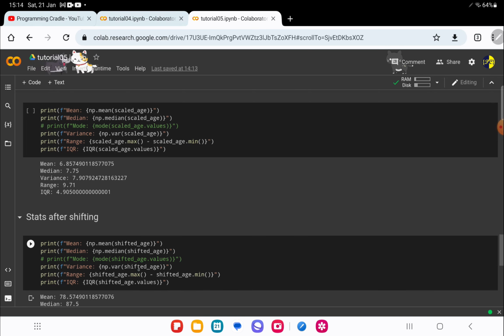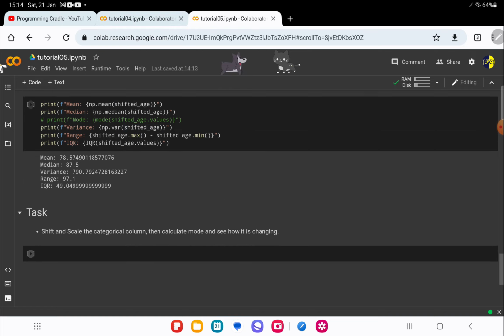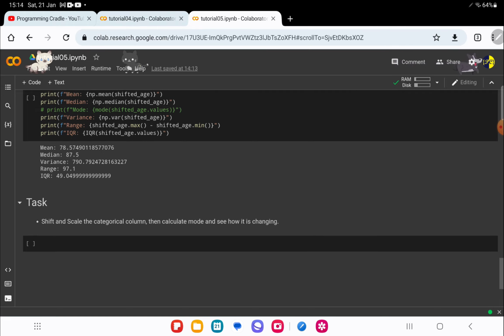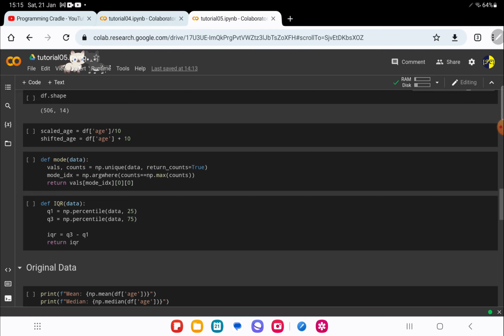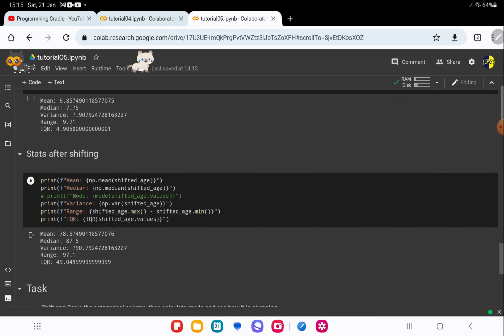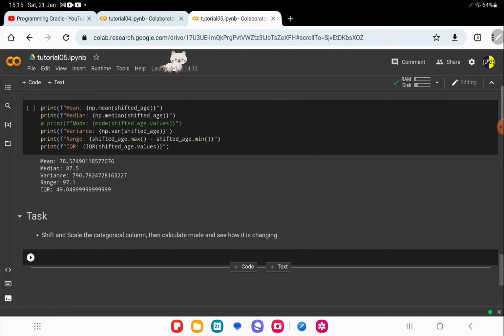I haven't calculated mode here because we usually calculate mode on categorical data. I have also told you this in previous videos. So the task here is you have to shift and scale a categorical variable and calculate mode for it. I have already given a function here, so you can just call this function and it will calculate mode for you. So that would be your task, and it will be very helpful for you to understand things on a categorical level as well.